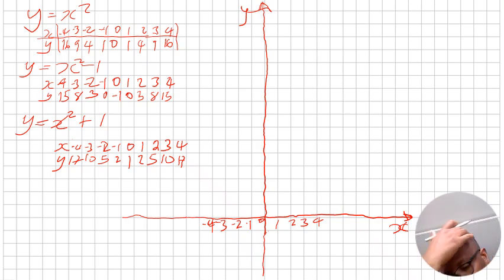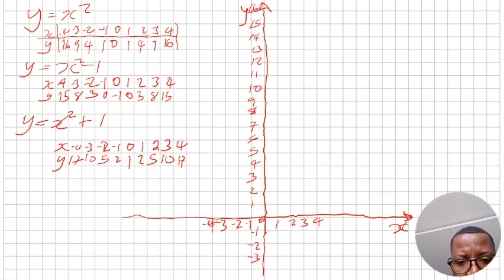Okay, and on the y-axis, 1, 2, 3, 4, 6, 7, 8, 9, 10, 11, 12, 13, 14, 15, 16, 17. Okay, so this is 1, 2, 3, 4, 5, 6, 7. Okay, so that's it. So let's plot the first one.